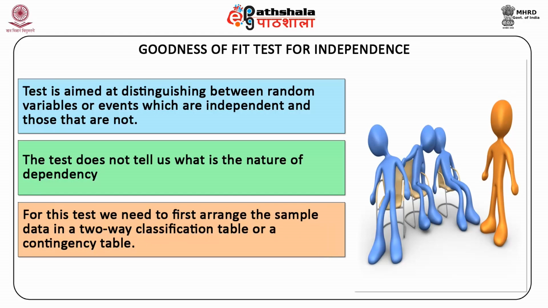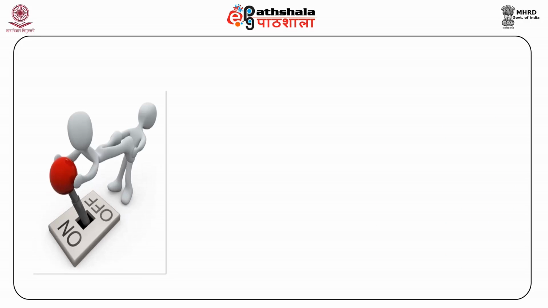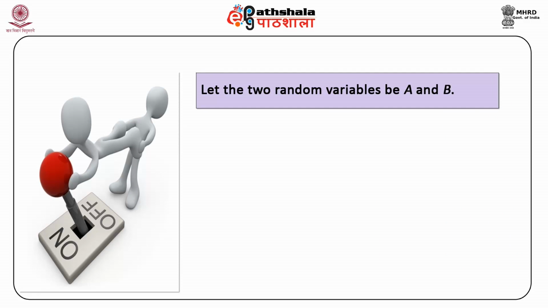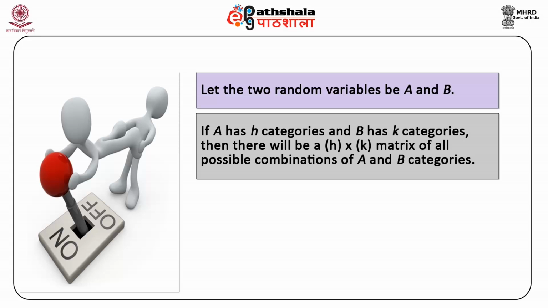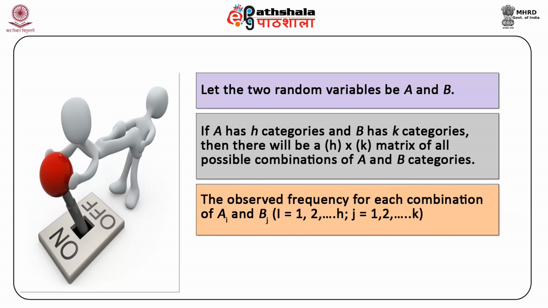For this test, we need to first arrange the sample data in a two-way classification table or a contingency table. Let the two random variables be A and B. If A has H categories and B has K categories, then there will be an H by K matrix of all possible combinations of A and B categories. The observed frequency for each combination of Ai and Bj, where i can take any value 1 to H and j can take any value 1 to K, denoted by Oij, is written in the corresponding cell of the table.